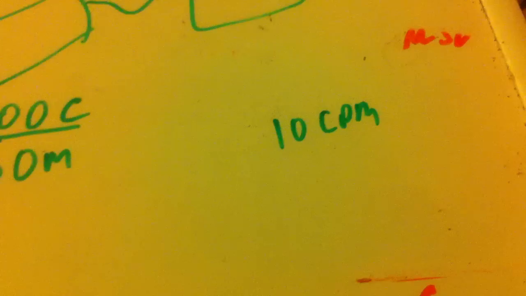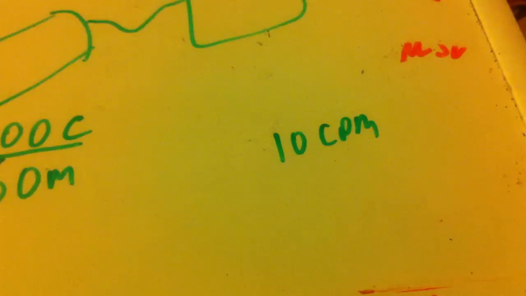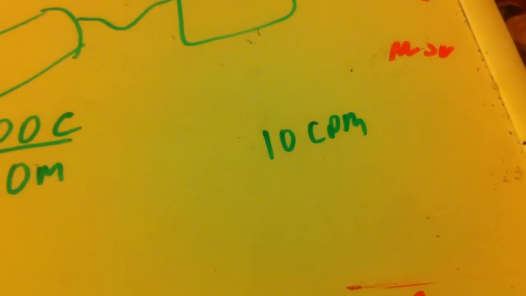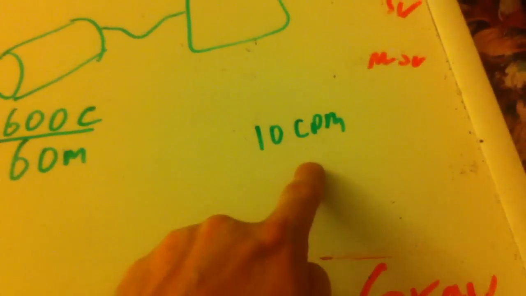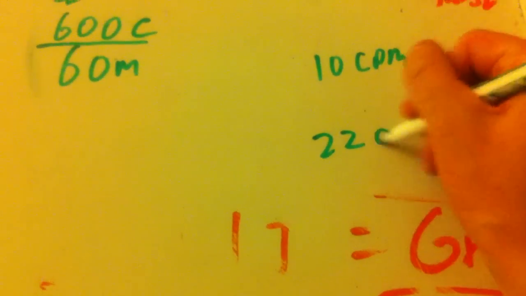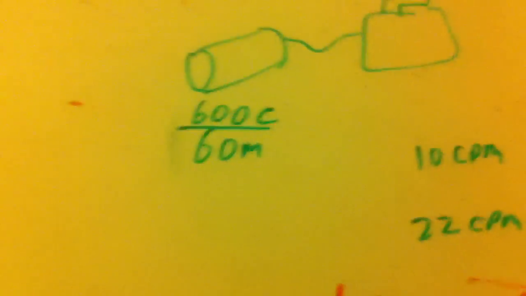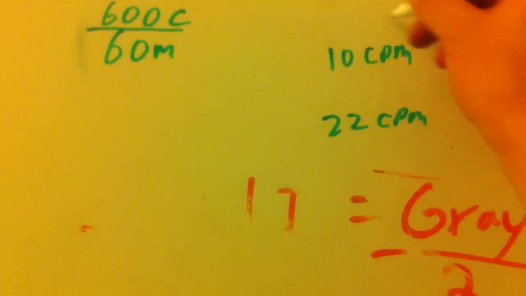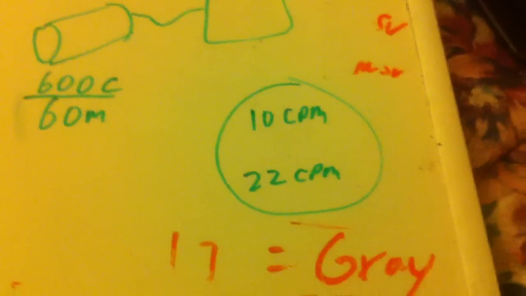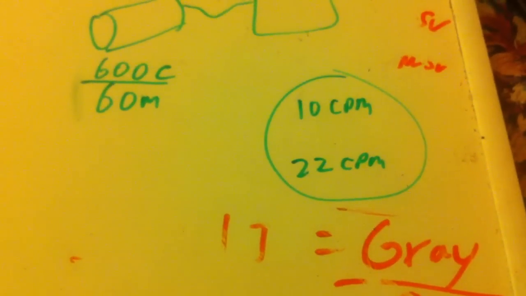If you find that you have 10 counts per minute normally, then you test the sand and you get 22 counts per minute off of the same device. That way you get rid of the whole question as to which one is bigger or more sensitive. Then you see right here, you definitely have a radioactive source.